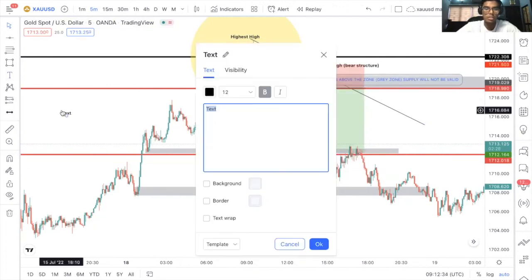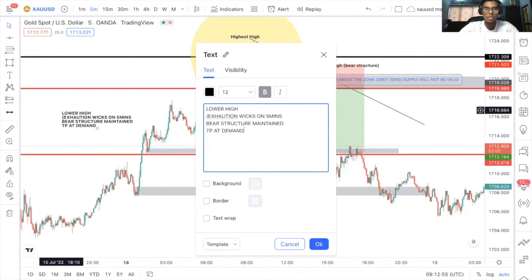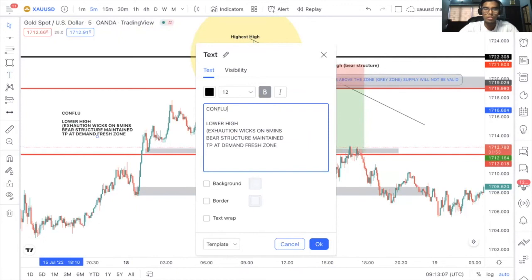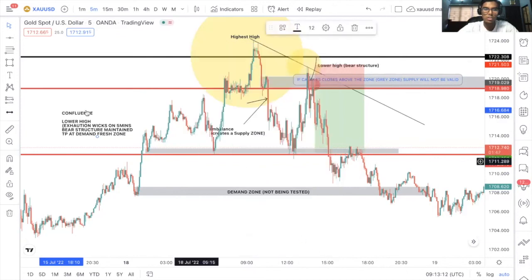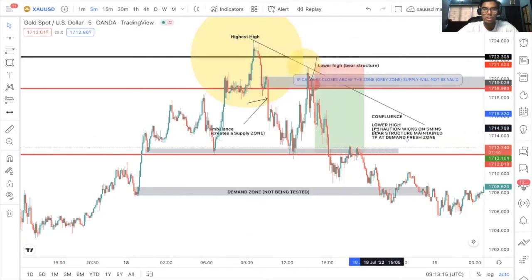All right, let me just see here. Lower high, on 5 minutes, structure, in fresh zone. So this was like the trade confluence, I would say, in a nutshell.